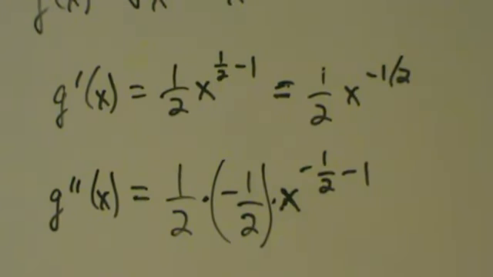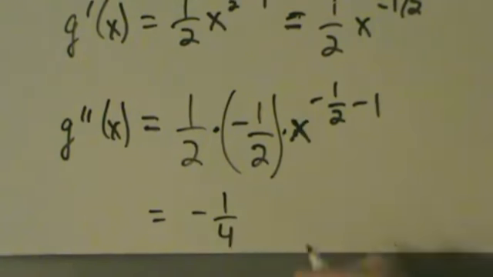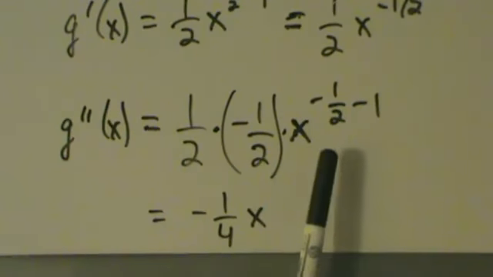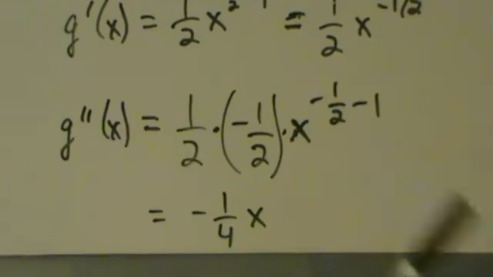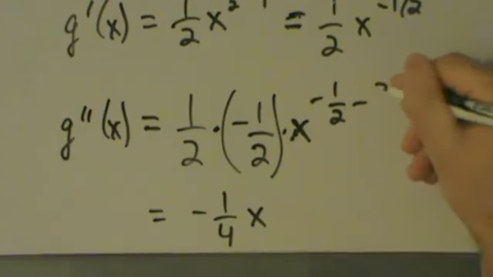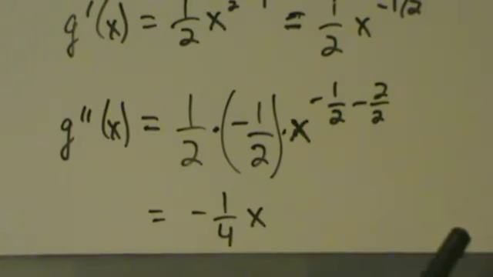Okay, so when we simplify this, what are we going to get? Well, 1/2 times negative 1/2, that's negative 1/4. And then what happens here? X to the negative 1/2 minus 1, what's that? Well, 1 is just 2/2, right? So we have negative 1/2 minus 2/2, that's negative 3/2, right?